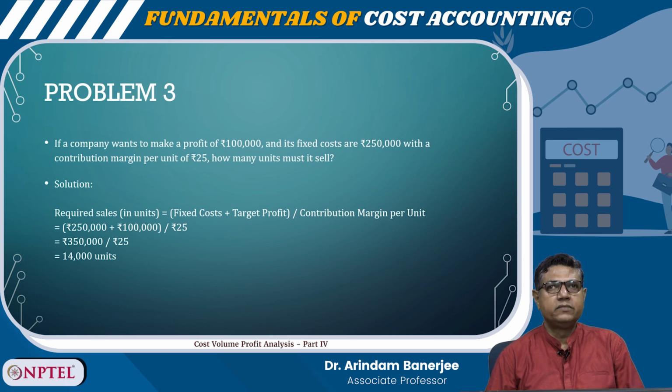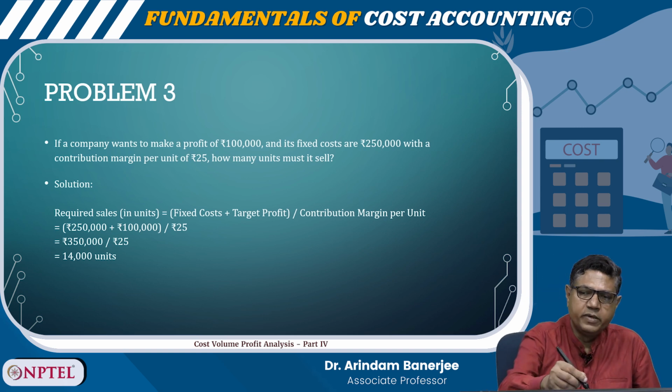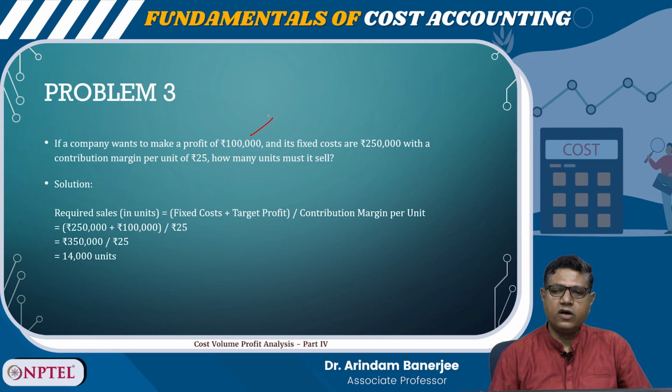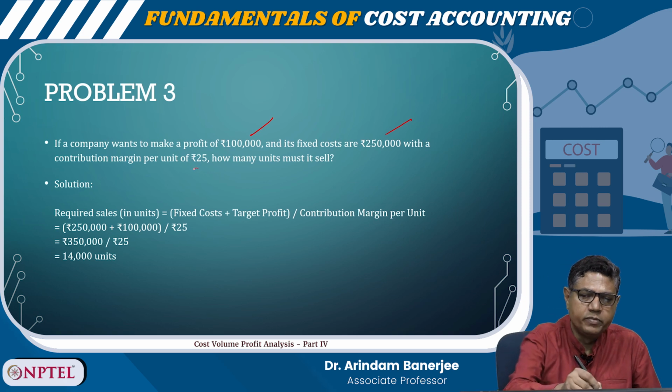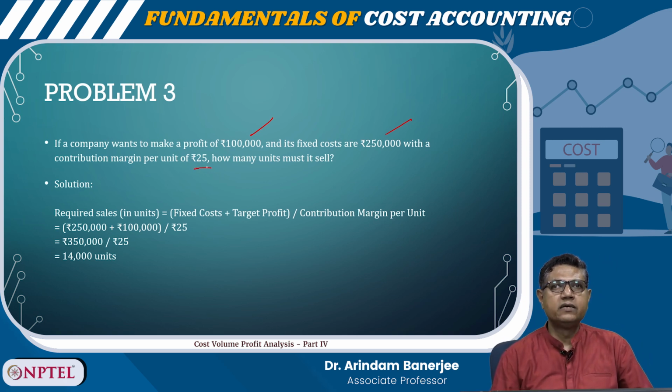Problem number 3. If the company wants to make a profit of rupees 1 lakh and its fixed costs are rupees 2,50,000 with a contribution margin per unit of rupees 25, how many units must it sell? Here you see the target profit is given, rupees 1 lakh, fixed costs are rupees 2,50,000 and contribution margin is 25 rupees per unit. So, it needs to sell how many units?